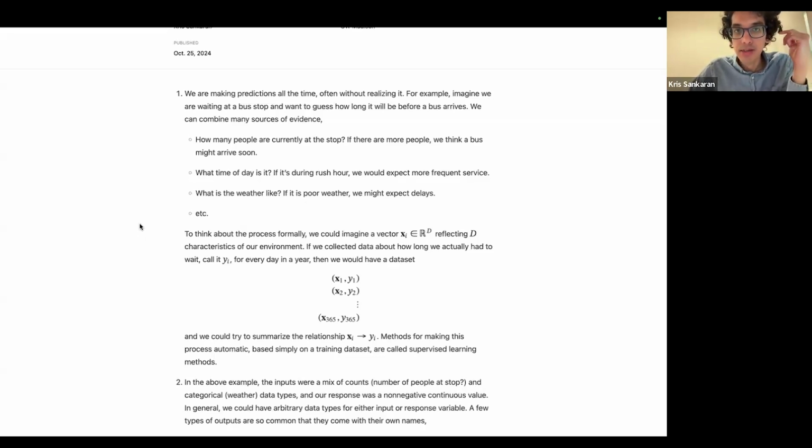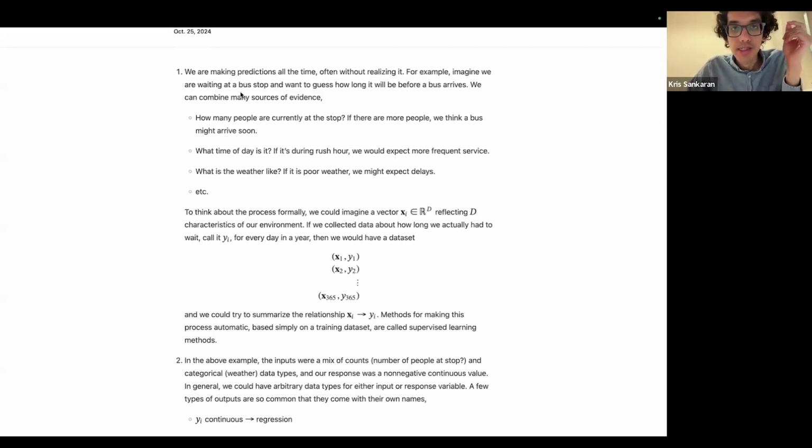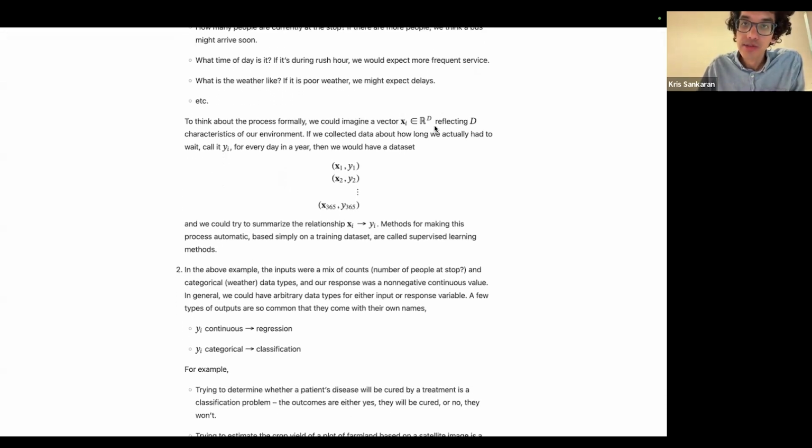So in the back of my mind, there are all these features of my context that I can use to make a prediction. How can you make this a little more formal? I'm at a bus stop, and I have all these features around me: the weather, rush hour time, how many people are there. I'm trying to predict how long I'm going to have to wait. To make this formal, you can think of storing that information into vectors.